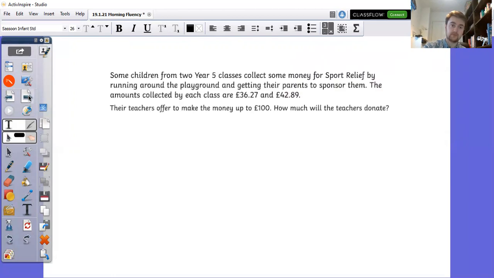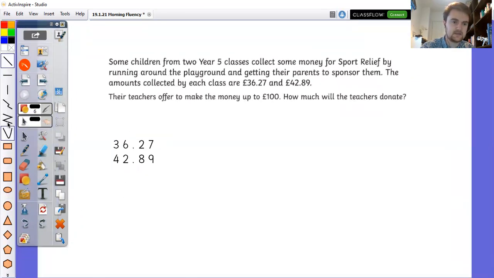Now let's have a look at our word problem. Some children from 2 Year 5 classes collect some money for sport relief by running around the playground and getting their parents to sponsor them. The amounts collected by each class are £36.27 and £42.89. The teachers offer to make the money up to £100. How much will the teachers donate? So first of all, we need to know how much the class has made together. So £36.27 and £42.89. So let's add those together to see how much there is so far.